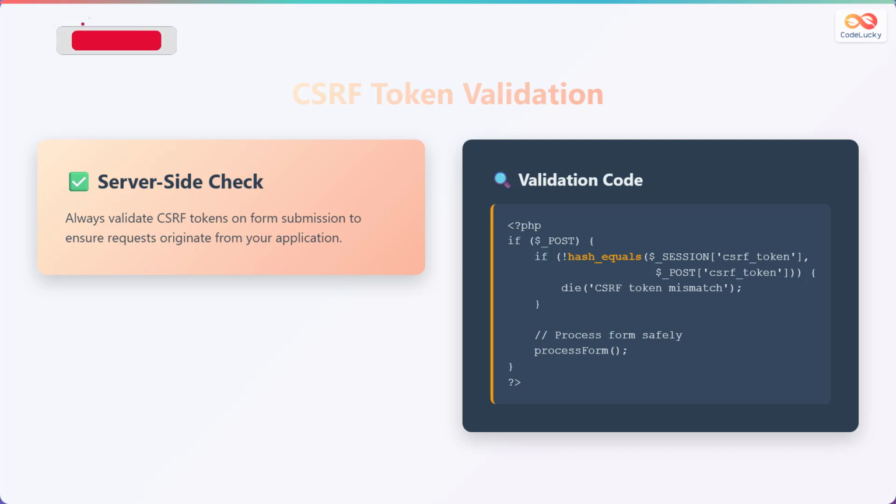Let's validate CSRF tokens. Always validate CSRF tokens on form submission to ensure requests originate from your application. On the server side, check if the POST request is made. Then, use the hash_equals function to compare the token stored in the session with the token submitted in the form. If they don't match, it indicates a CSRF attack, and the script should terminate. If the tokens match, it means the form was submitted legitimately, and you can safely process the form data.